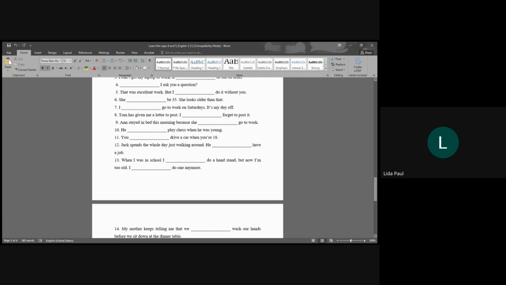The other answer you gave is okay. "I can't" is also fine, not wrong. Alternatively, you can also use the modal expression "mustn't forget to post it." Keep that in mind as well. Ninth one. Anne stayed in bed this morning because she didn't have to go to work.